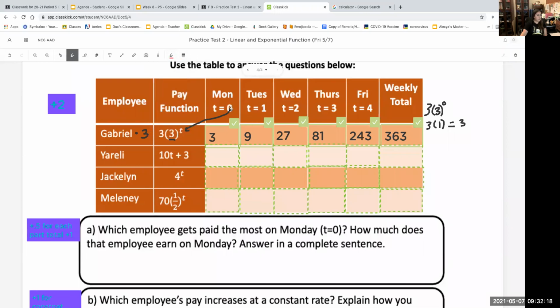Let's do the next one. Again, we're only showing the work for 0. So 10 times 0 plus 3. 10 times 0 gives me 0, plus 3 gives me 3. So my answer here in this box is going to be 3. What is my pattern going to be?